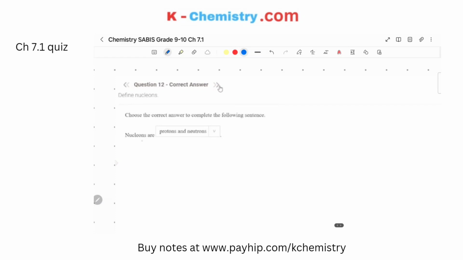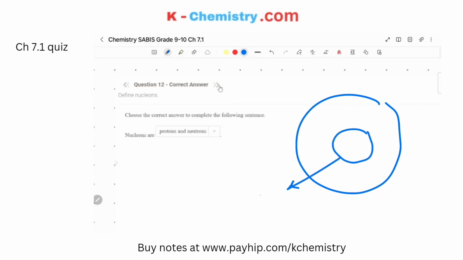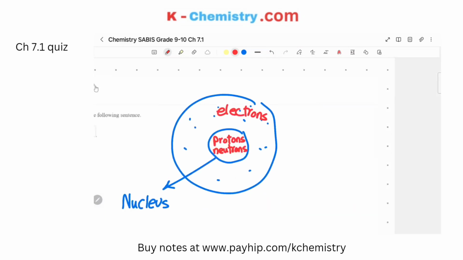Choose the correct answer to complete the following sentence. Nucleons are protons and neutrons. Yes, whenever you see the word nucleons, he is talking about what is inside the nucleus. So this is the atom. It has a nucleus and it has electrons around it. So what is inside the nucleus? 2 particles. The protons lie inside the nucleus. The neutrons lie inside the nucleus. That's why collectively we call them the nucleons. If you are asked what the nucleons are, the protons and neutrons are the nucleons. But electrons are outside, so they are not included.